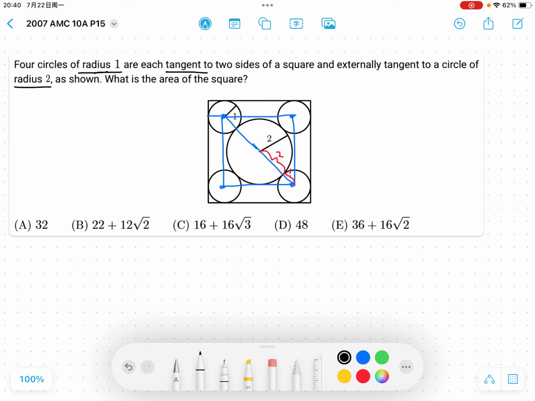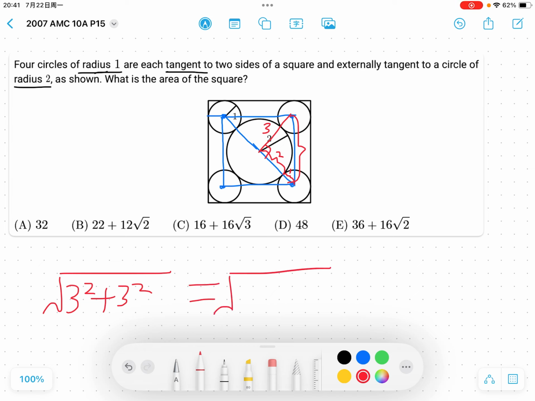So we have half of the diagonal being 3, which means that this half of the diagonal is also 3, and we understand that this is a right angle because the diagonals split the square up into 4 congruent triangles. You can prove that yourself, but the AMC will just assume that's a right angle. If we use the Pythagorean theorem, we get the side length: the square root of 3 squared plus 3 squared. So we get the square root of 9 plus 9, which is root 18, which is equal to 3 root 2. So the side length is 3 root 2.